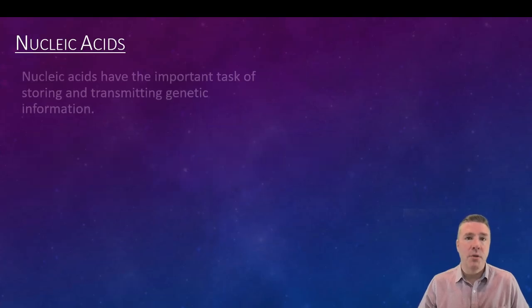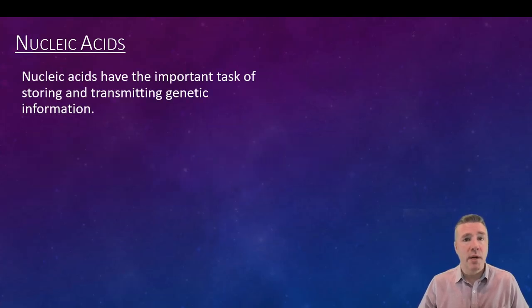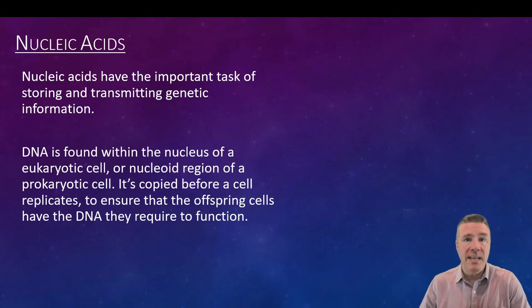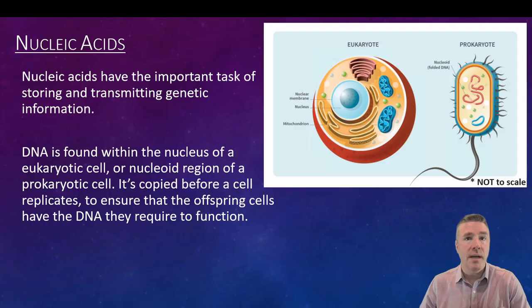As mentioned, nucleic acids are responsible for storing and transmitting genetic information. The primary storage nucleic acid is DNA. A second nucleic acid, RNA, will be reviewed later. In eukaryotic cells, DNA is found stored within the nucleus, and in prokaryotic cells, it's found free-floating in the cytosol in a region called the nucleoid.